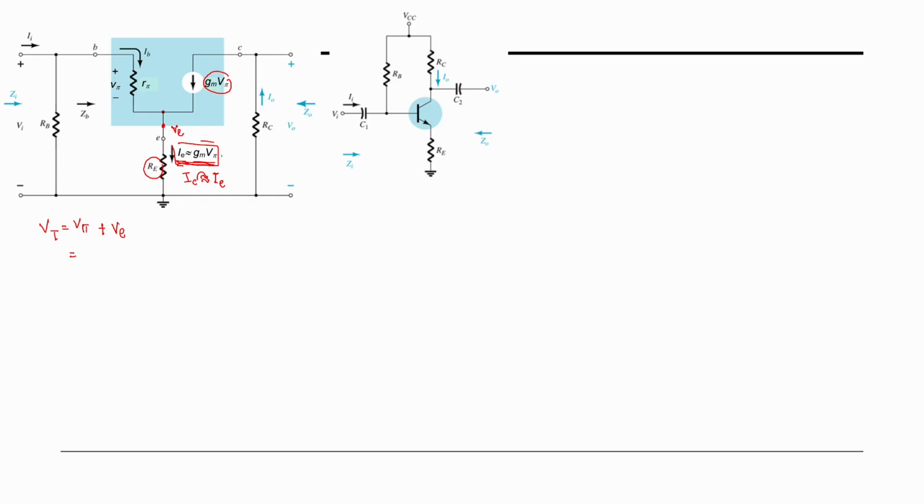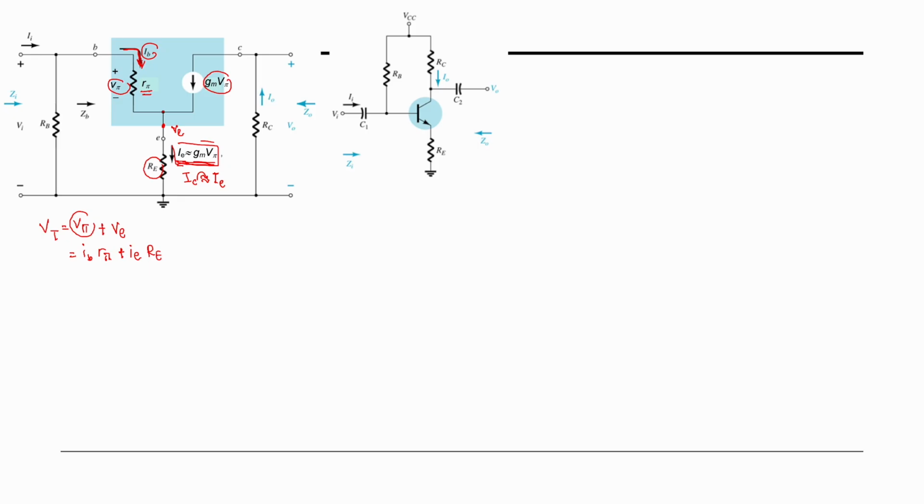So in this case, how about V pi? What is the value of V pi? V pi equals IB, because this is the current IB, multiplied by this value of R pi. So we can put in here IB R pi plus VE, which is IE RE. This is your R pi.